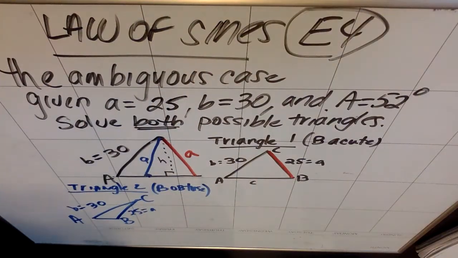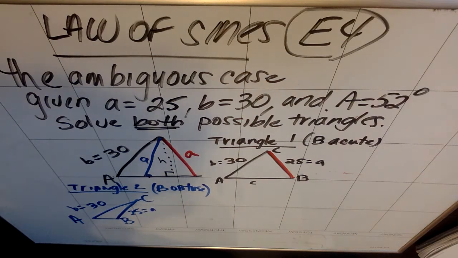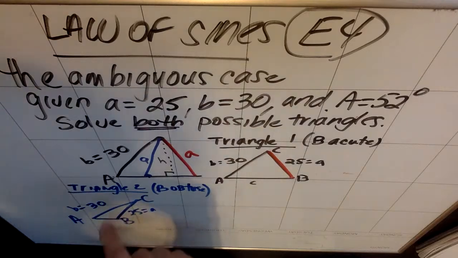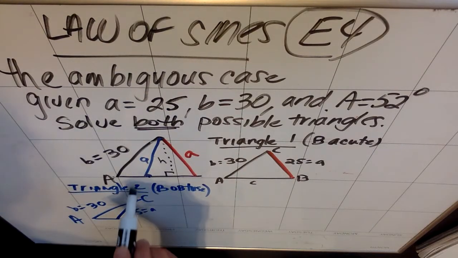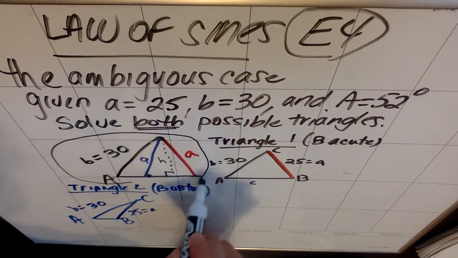All right, even though I said you're not likely to see a law of sines ambiguous case, I thought we would do one as an example. So example 4 for the law of sines is the ambiguous case. Given that little a equals 25, little b equals 30, and big A equals 52 degrees, we're going to solve both possible triangles. This is the generic setup of what this looks like.